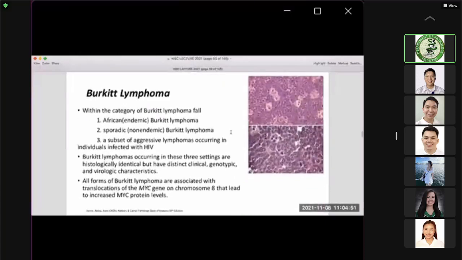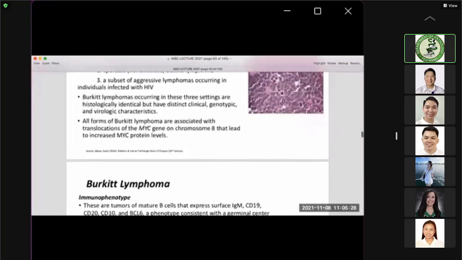Then we have Burkitt's lymphoma. There are three types: African or endemic Burkitt's, the sporadic, non-endemic Burkitt lymphoma, and a subset of aggressive lymphomas occurring in those infected with HIV. They are histologically identical, but they have distinct clinical, genotypic, and virologic characteristics. All forms of Burkitt's lymphoma are associated with translocation of the MYC gene on chromosome 8, and this leads to an increase in the MYC protein levels.